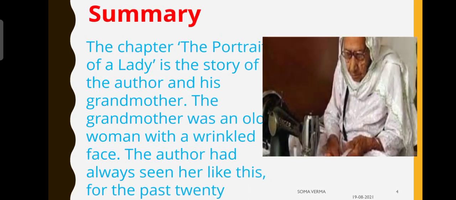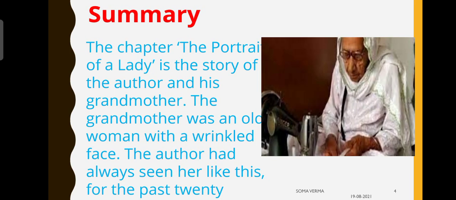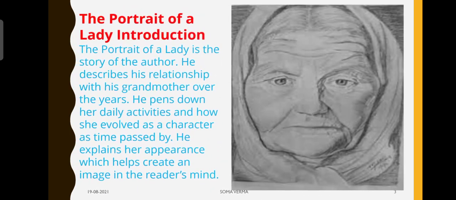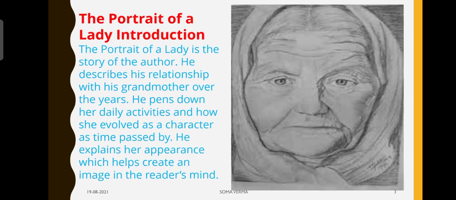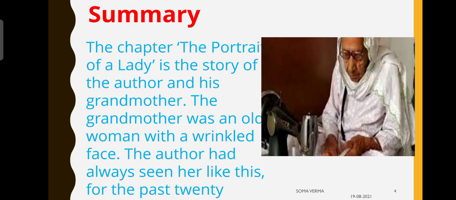Now this is the summary of the lesson. On every slide, on every picture you will see one or the other grandmother. The chapter, The Portrait of a Lady, is the story of the author and his grandmother. The grandmother was an old woman with a wrinkled face. The author had always seen her like this for the past 20 years. See this lady on the right hand side, and in the previous picture also; you can imagine your grandmother's face. Now let's continue.